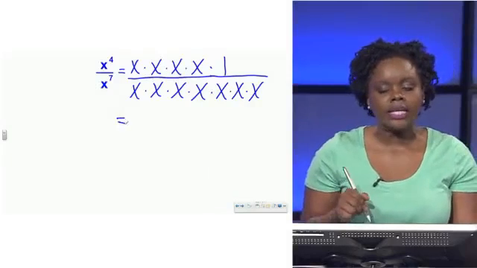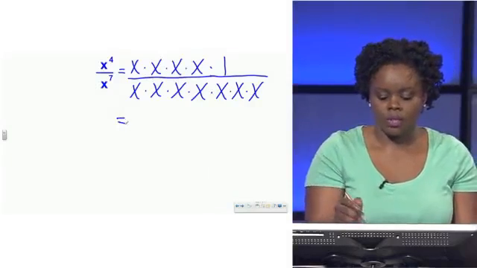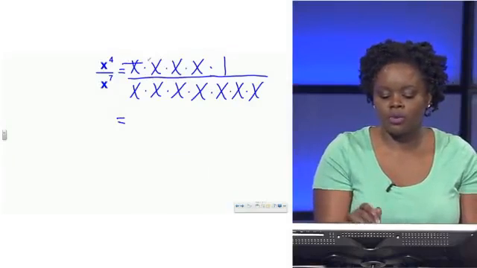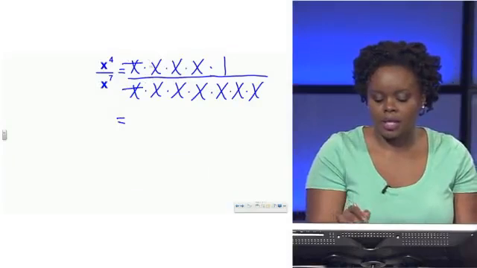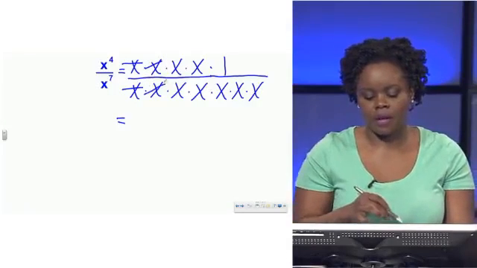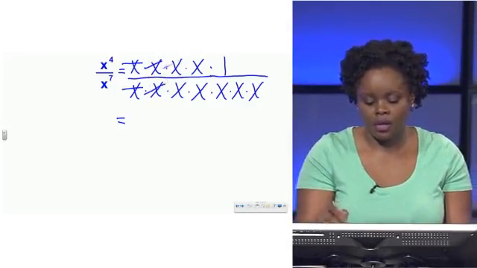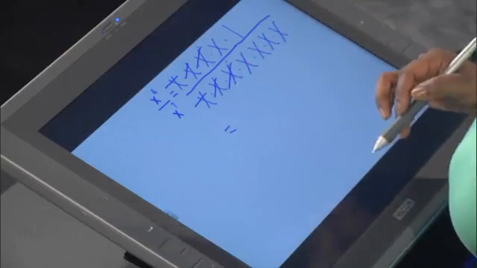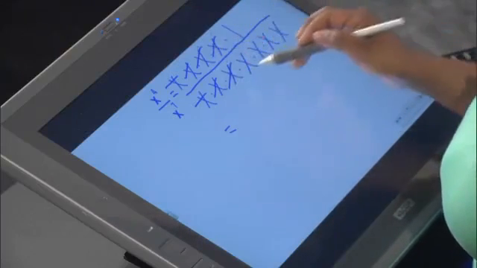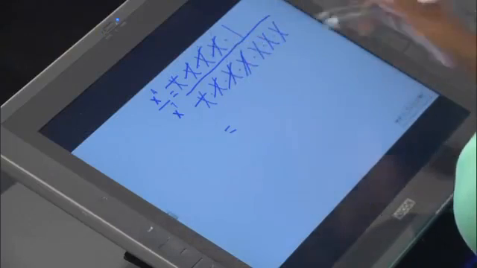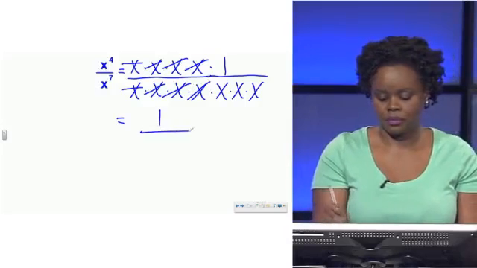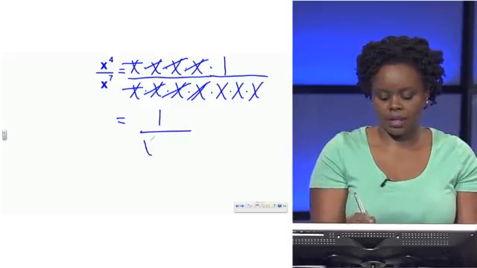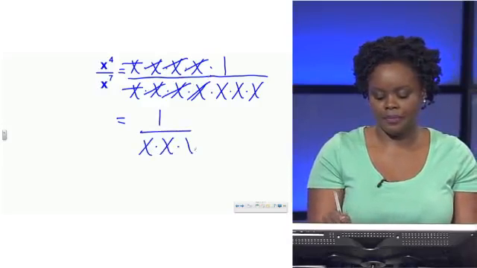All right, now let's start canceling things out. So I can cancel out 1 x in the numerator with 1 x in the denominator. I'll cross them out like that this time. I can cancel out another x in the numerator with another x in the denominator. Another one, and another one. And what I'm left with is a 1 in the numerator and then the product of 3 x's in my denominator. All righty?